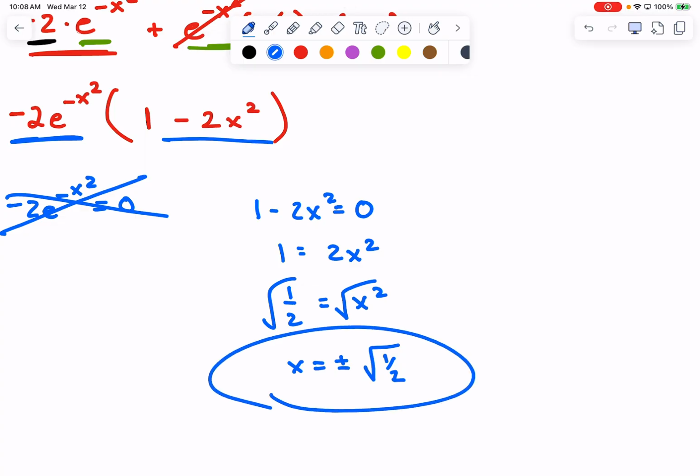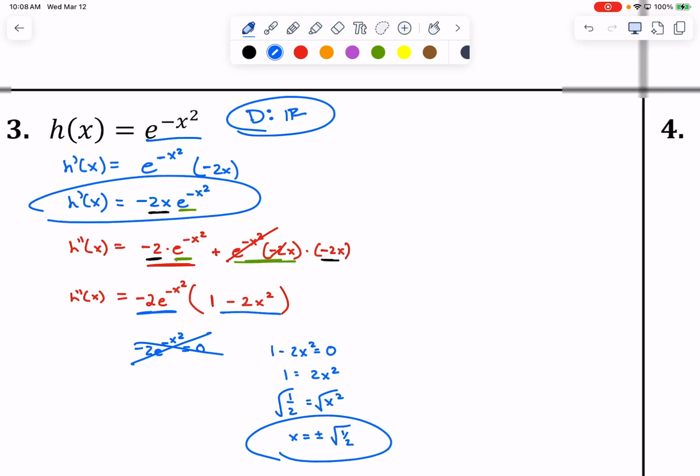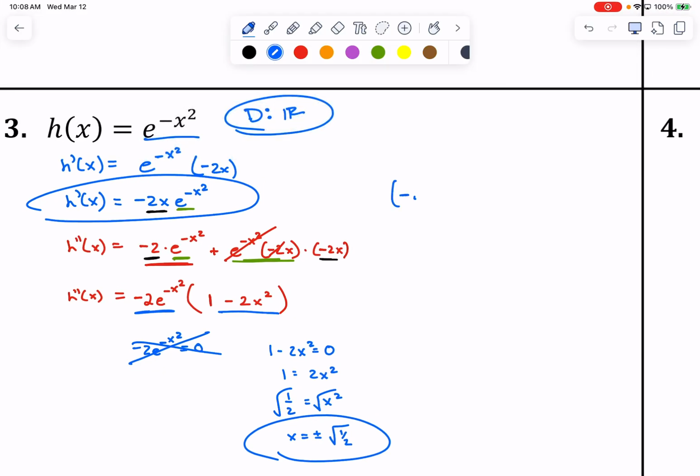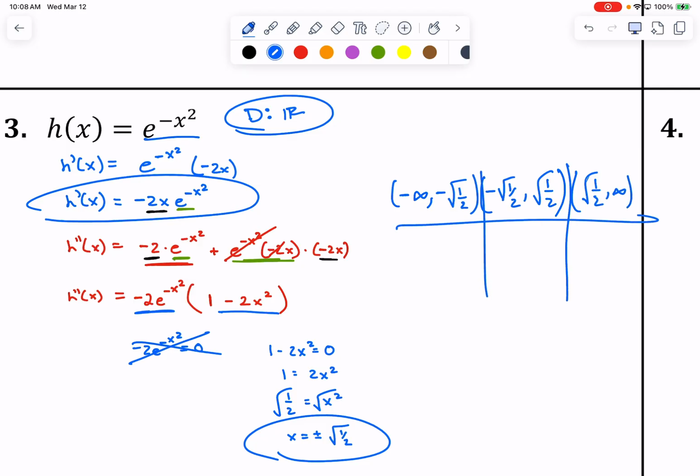All right, let's do our sign analysis. We be rocking negative infinity to negative root 1/2, negative root 1/2 to positive root 1/2, which, by the way, is root 2 over 2, but you don't have to do that. You don't have to make it root 2 over 2, even though I know it's root 2 over 2. Root 1/2 to infinity. All right, sign analysis. Which one's easiest to test? 0. Let's test 0 in the middle.